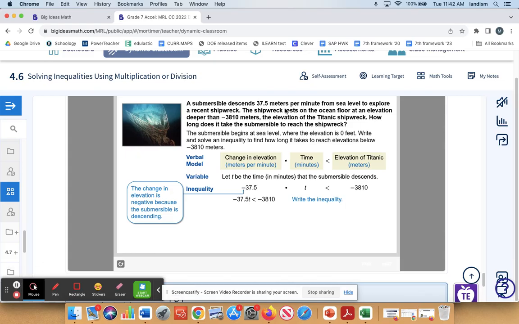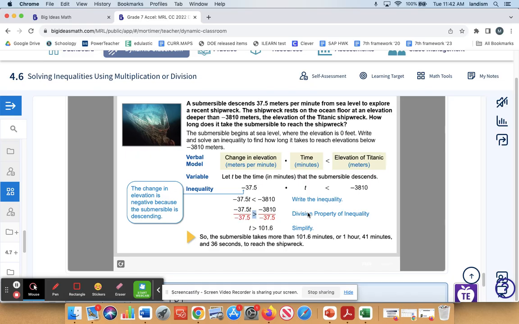So if you read right here real carefully, the shipwreck rests on the ocean floor at an elevation deeper than -3,810 meters. That's why we're at a less than inequality. So simplify it, bring it over here, divide by a negative, which flips the inequality from a less than to a greater than. So your time will be more than 101.6 minutes.